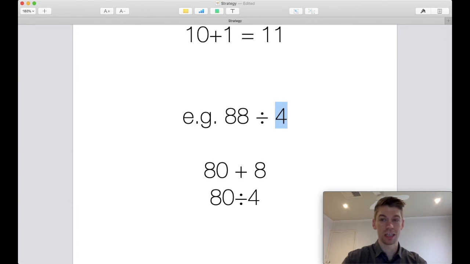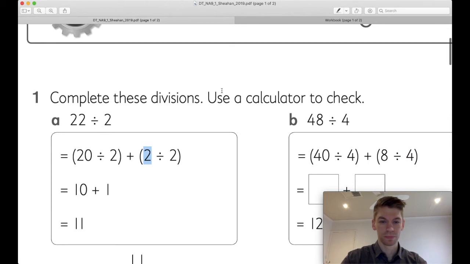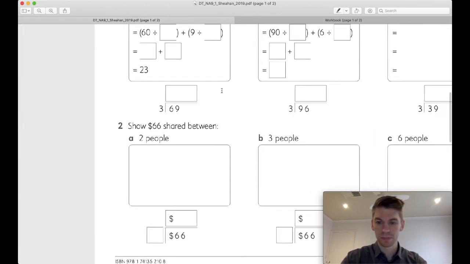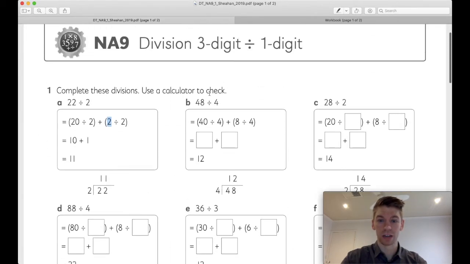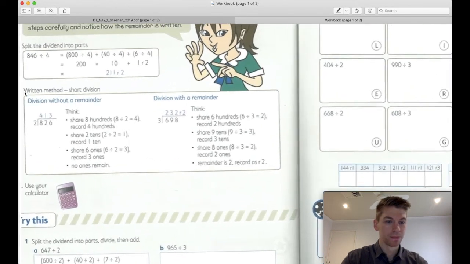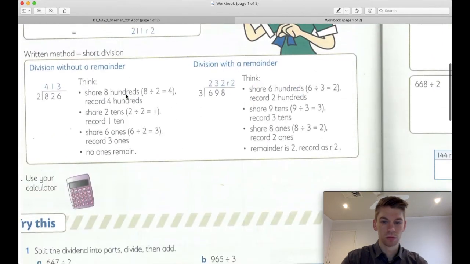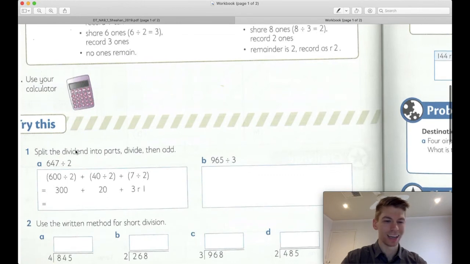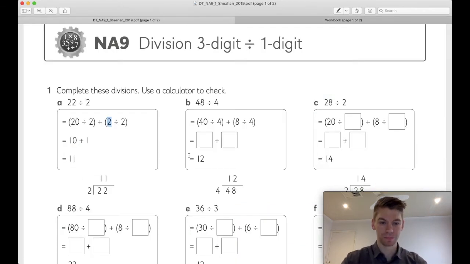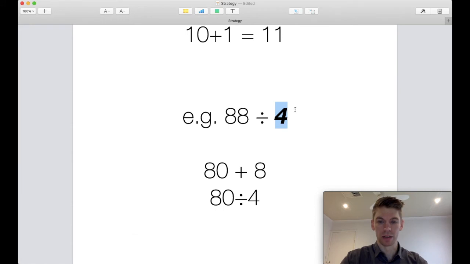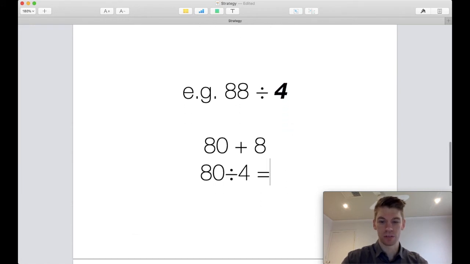This is called the divisor. I think they use that in here. Do they say divisor? No, they don't say divisor. Okay, they might in the next one. Where do they say it? Oh, here we go. The dividend is the bigger number that's being split up, and the divisor is the small number that's dividing it up. So each of them is going to be divided by the divisor.